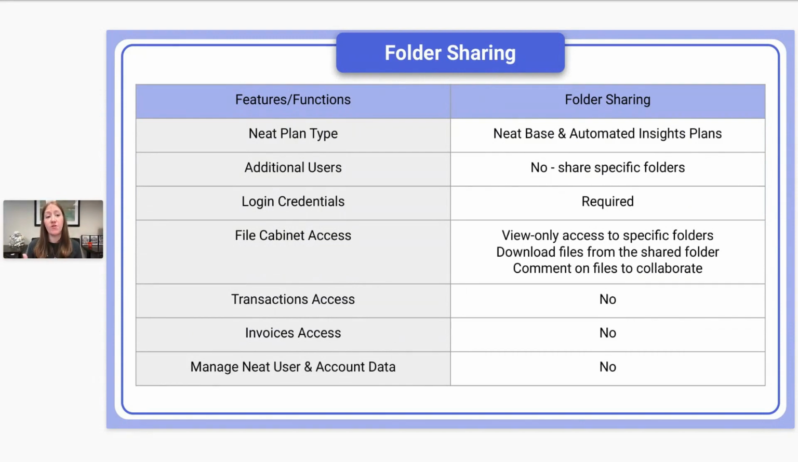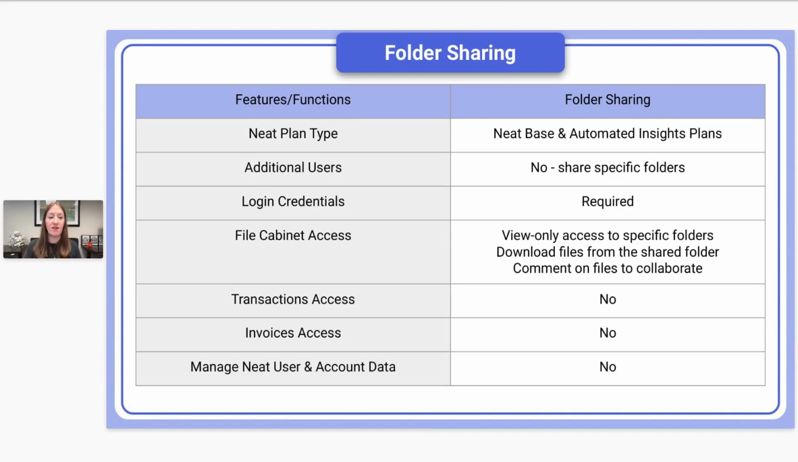Folder sharing will give your user view-only access to that specific folder and its subfolders that you've shared with them. So again, it's view-only access when you're doing folder sharing. Your user will be able to view any files in that specified folder. They'll be able to comment on any files within that specified folder to be able to collaborate. And they'll also be able to download any files from those shared folders as well.